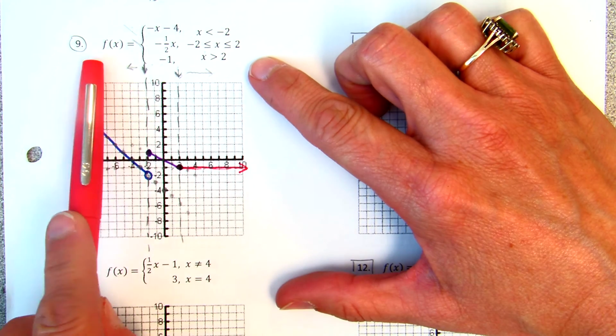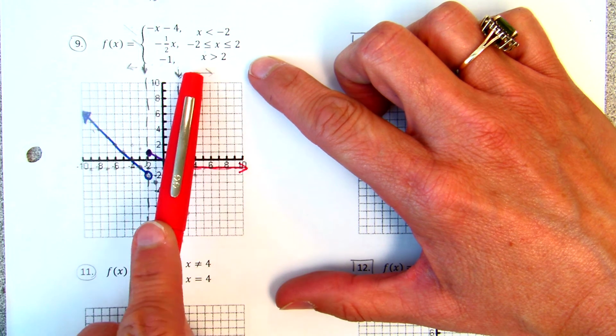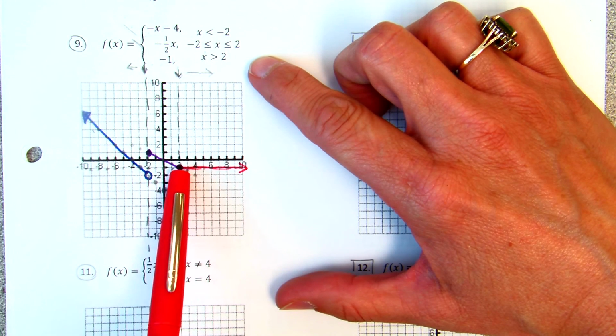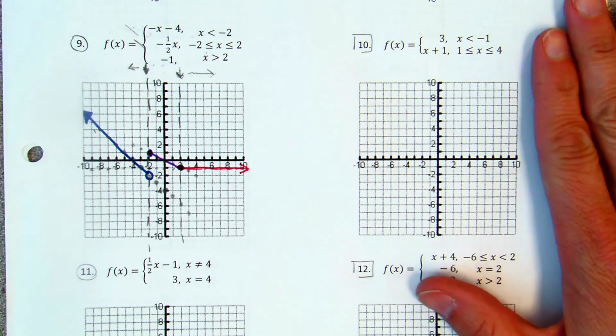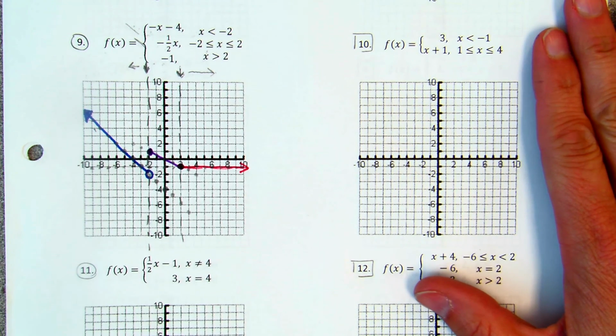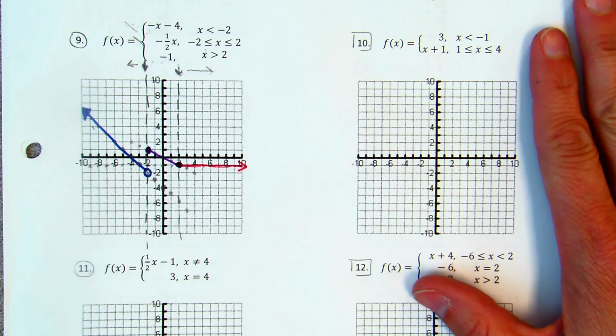F of x equals -1 where x is greater than 2. So here's my horizontal line. So that is what that graph should look like. Now I want you to go try to find the domain and the range, and we will talk about that on Thursday.